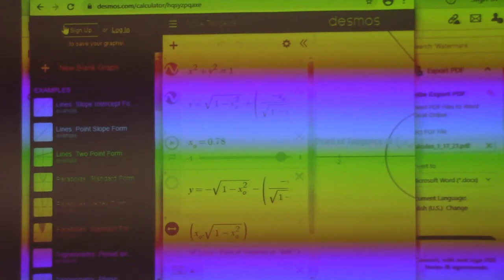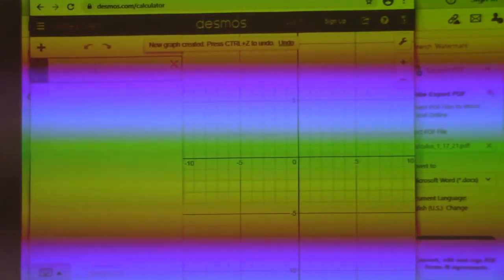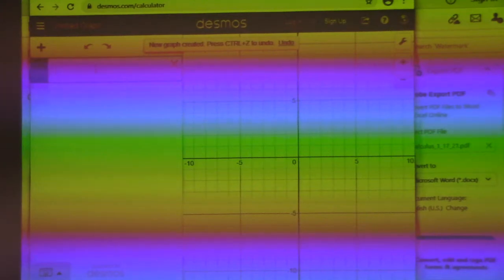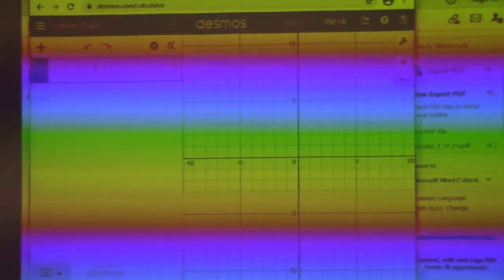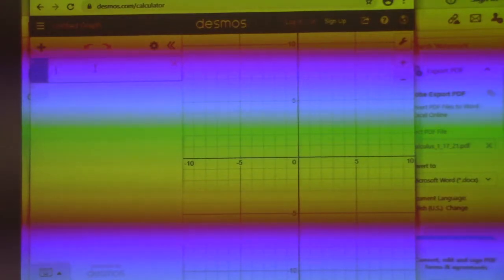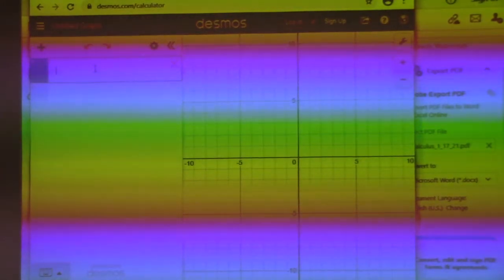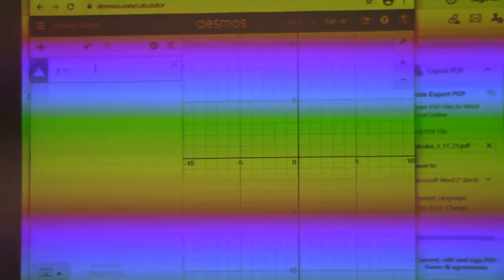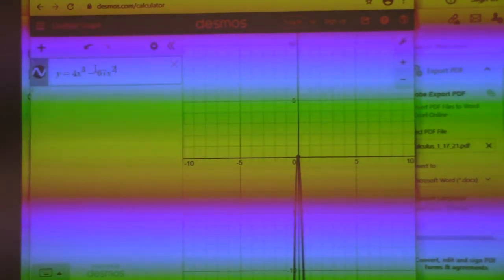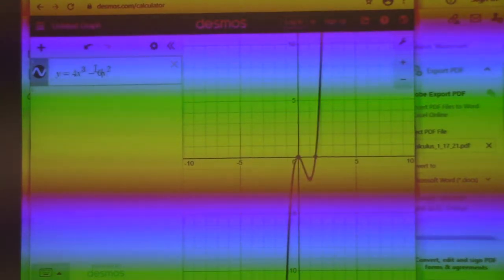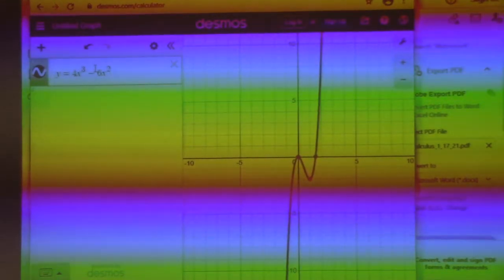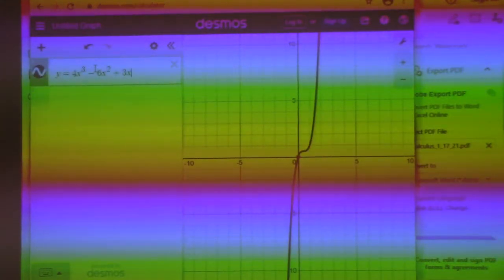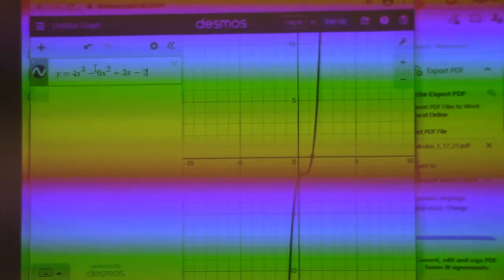So this is Desmos, right? Here we go. www.desmos.com, right? I have linked to this website multiple places in the notes if you read the electronic one, right? So I'll just look at y equals, what was it? 4x cubed minus 6x squared plus 3x minus 2.